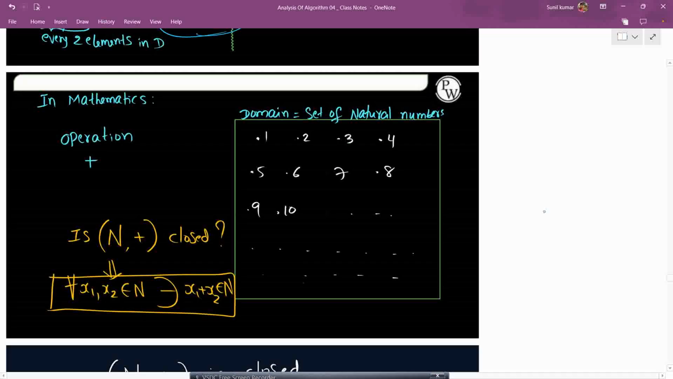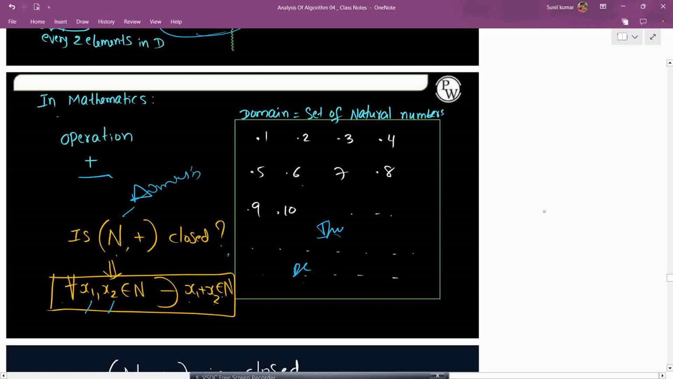So let's take some examples in mathematics. Operation, let's say plus, all right? So is N closed under plus? Let's take two elements from N. This is the set, the domain of natural numbers, alright? So let's say x1, x2 belong to N. If x1 plus x2 also belongs to N, then it is closed. But this is the true condition.